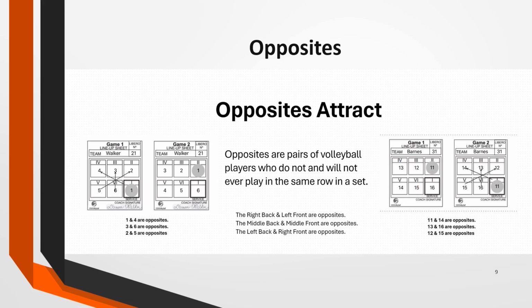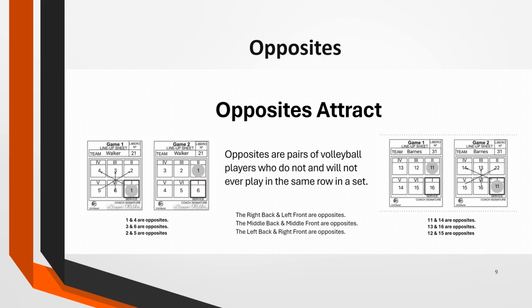Now let's dive into opposites. When you think of opposites, you think of things that are opposite. You think of things such as black, white. You think of things such as day, night. Those things are clearly opposites. You also think of things such as up, down, left, right, north, south, west, east. Those things are opposites.